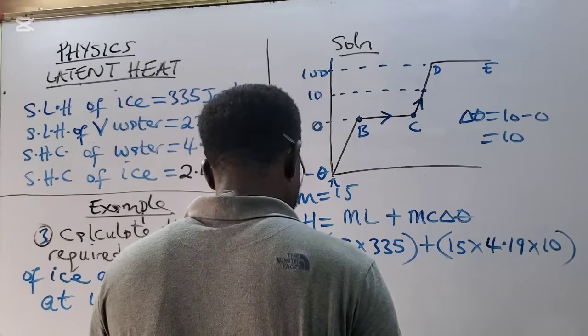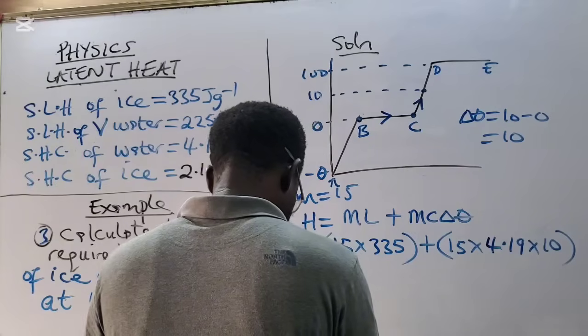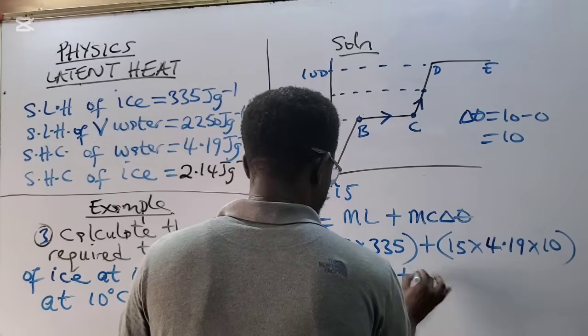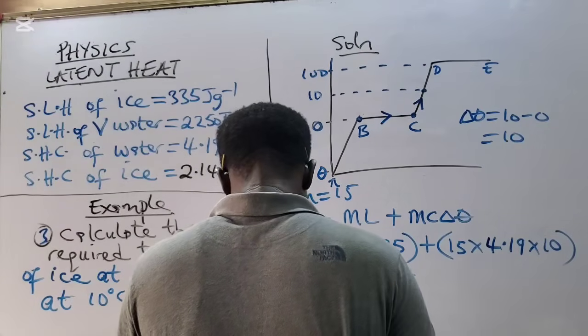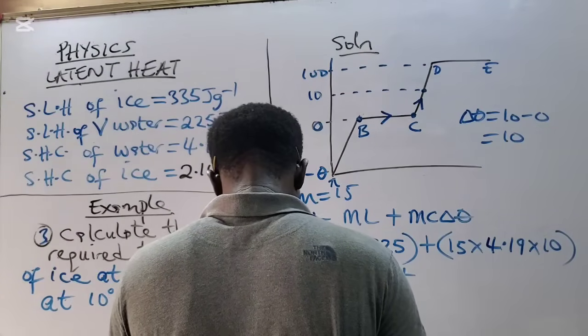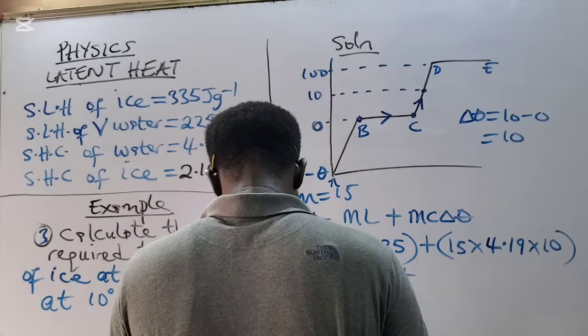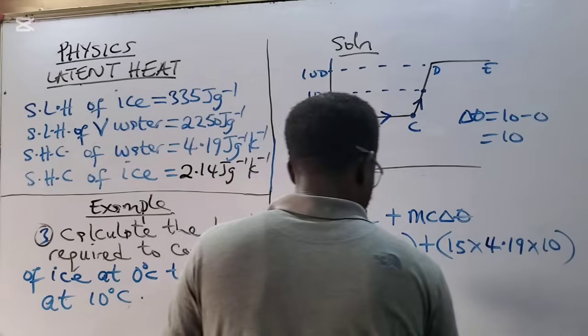We have 15 times 335. We have 5025 here. We have 15 times 4.19. We have 628.5.